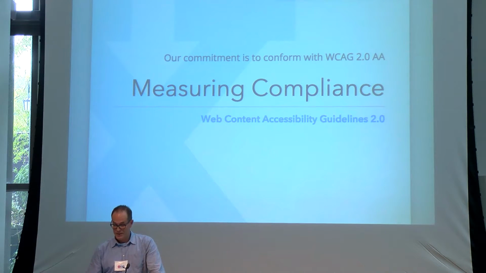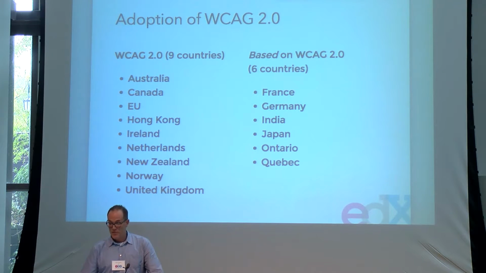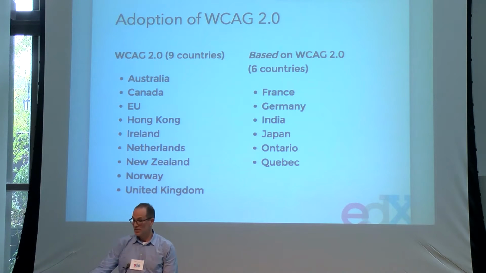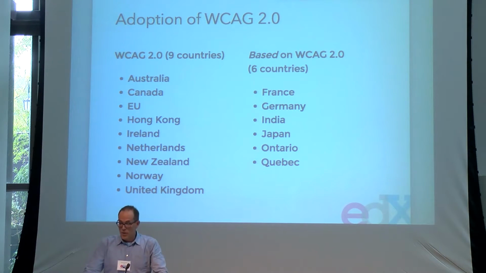So, measuring compliance. If you're wondering how we settled on WCAG 2 level AA, it's because the Web Content Accessibility Guidelines are the gold standard for measuring accessibility of web content and applications. They've been adopted outright by 9 countries as law, and 6 others have created their own guidelines based on WCAG 2.0.